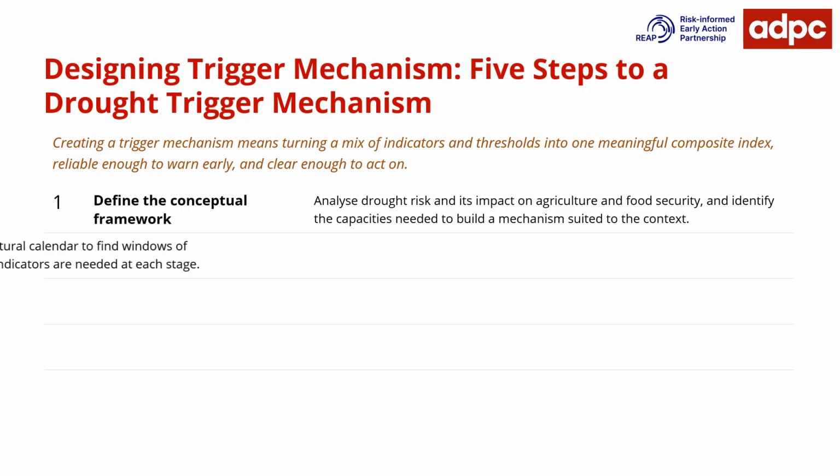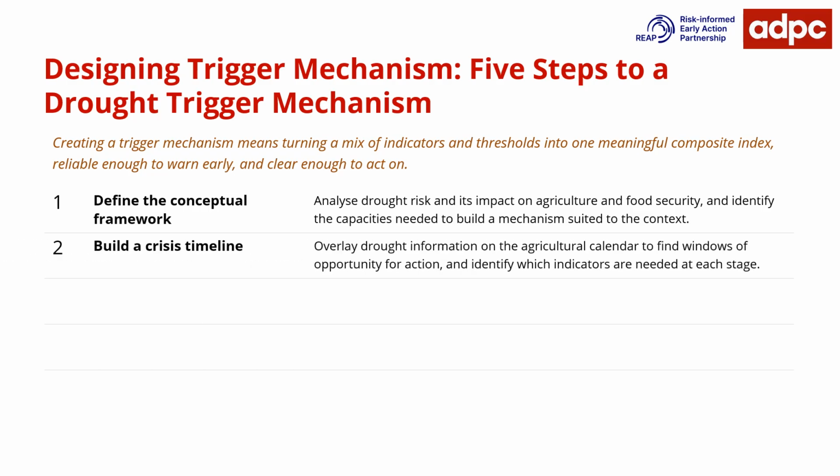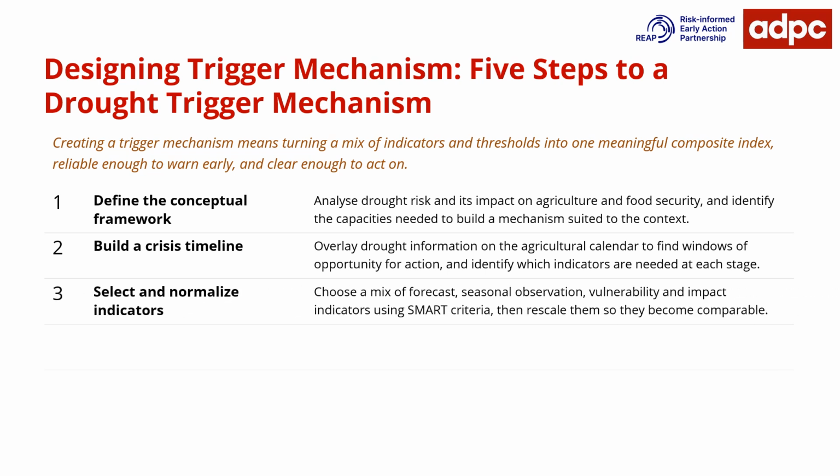Step 2. Build a crisis timeline, overlay drought information on the agricultural calendar to find windows of opportunity for action, and identify which indicators are needed at each stage. Step 3. Select and normalize indicators, choose a mix of forecast, seasonal observation, vulnerability, and impact indicators using SMART criteria, then rescale them so they become comparable.